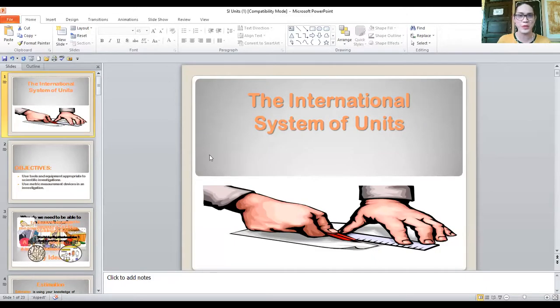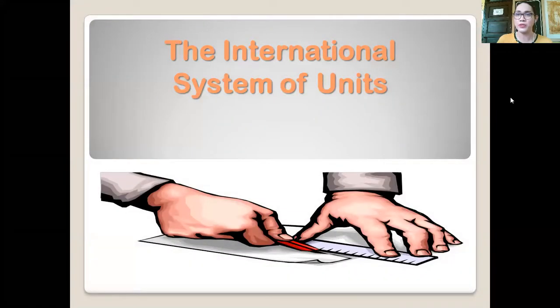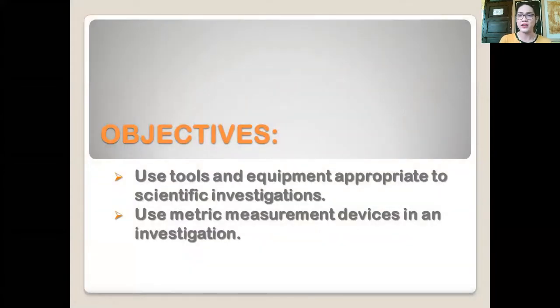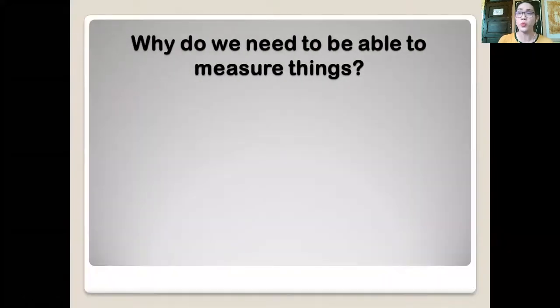It's all about the International System of Units. Oh yes, it's related to measurement. To start with our topic, we have to be guided by the main objectives for this video discussion. First, we're going to use tools and equipment appropriate to scientific investigation. The second objective is to use metric measurement devices in an investigation.